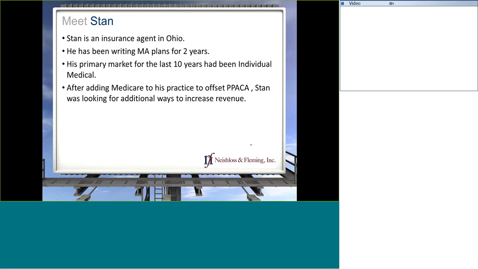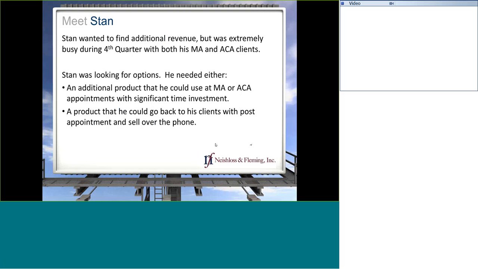So he did that, but was still looking for additional ways to increase his revenue. So in order to find that additional revenue, he was looking for options. And one of the things that he talked to us about was finding either, first, an additional product he could use during his Medicare Advantage or ACA appointments, or something that he could go back to his book of business and work during his off season.